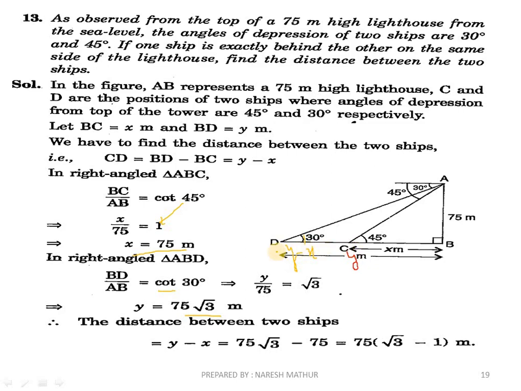Now we need to find the value of y minus x. By putting the values which we are getting, y minus x would be 75 root 3 minus 75. So 75 can be taken as common, so 75 times root 3 minus 1 meter. That is the distance between these two ships. I hope you are getting the concept.